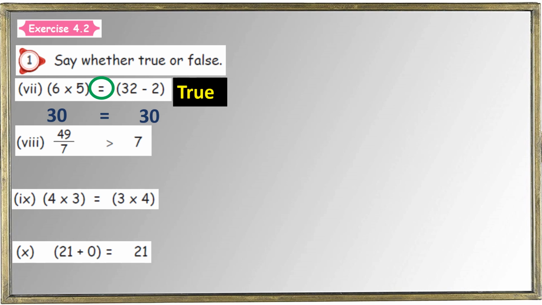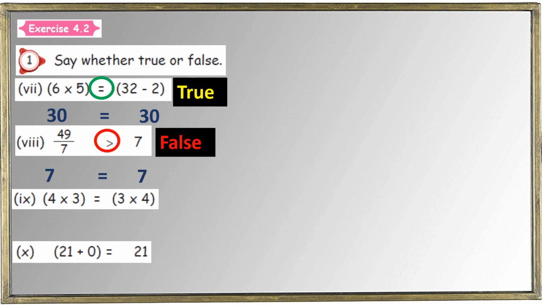Eighth one, 49 divided by 7 greater than 7. We have to tally here. 7 sevens are 49, so 49 divided by 7 is 7. On the right side, as usual, 7 is given. So both sides are equal. But look at their symbol, they have given it wrong. They have given the greater than symbol. So the statement is false.